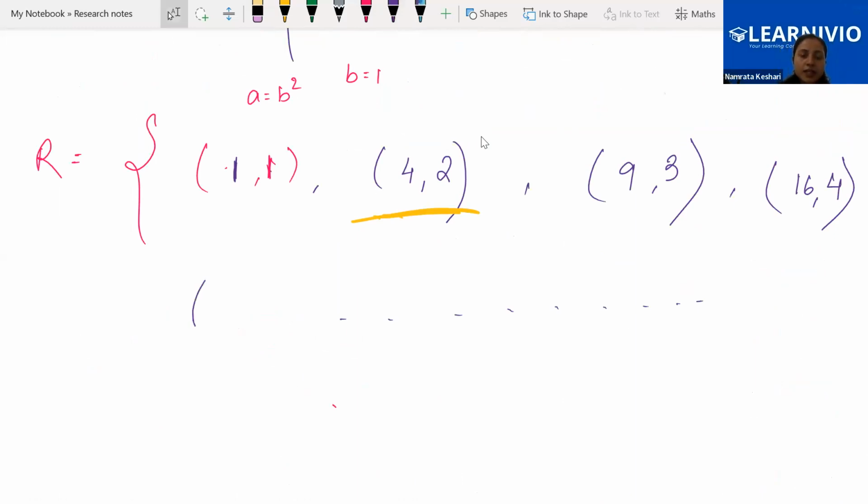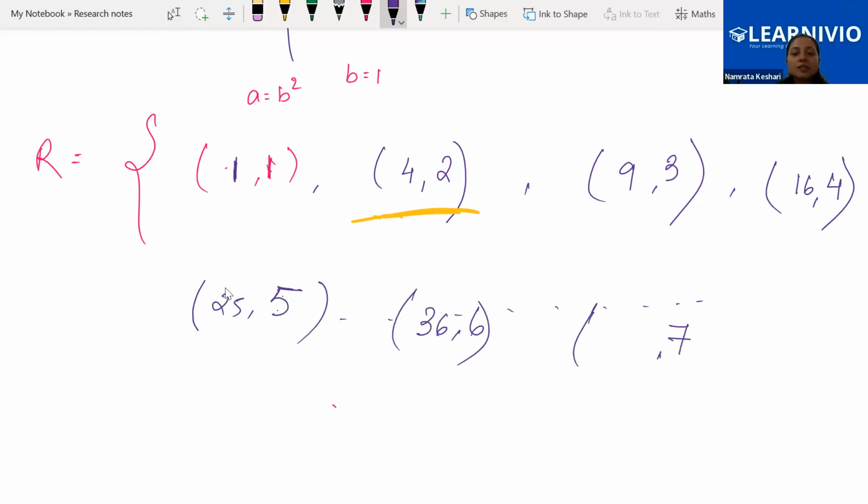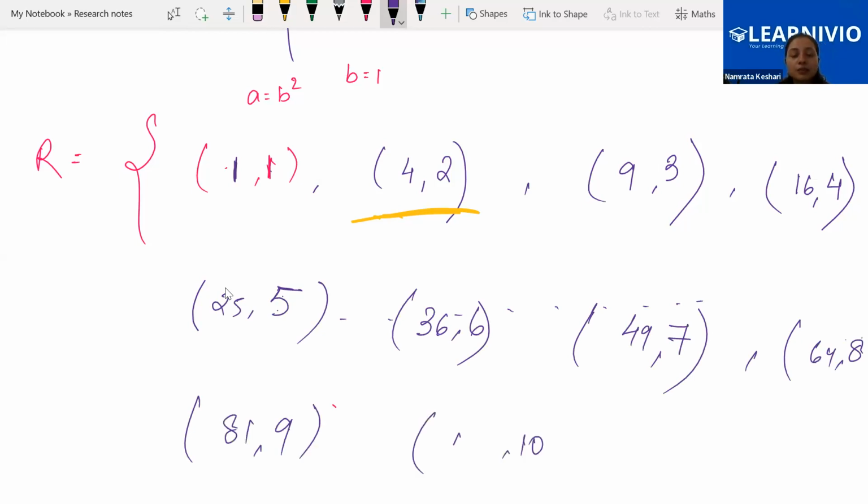If we are taking B as a 5, then A will come as a 25. If we are taking B as a 6, then A will come as a square of that. If we are taking B as a 7, then A will be the square of that. If we are taking B as an 8, then A will be the square of that. If B is 9, A will be the square of that. If B is 10, A will be the square of that.